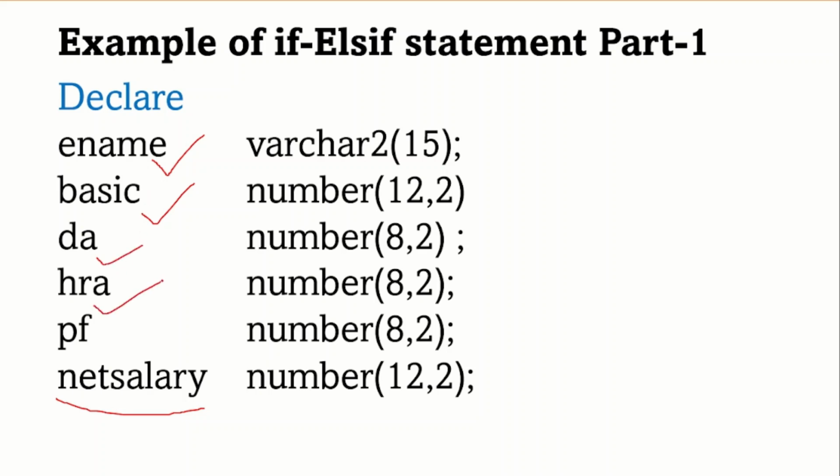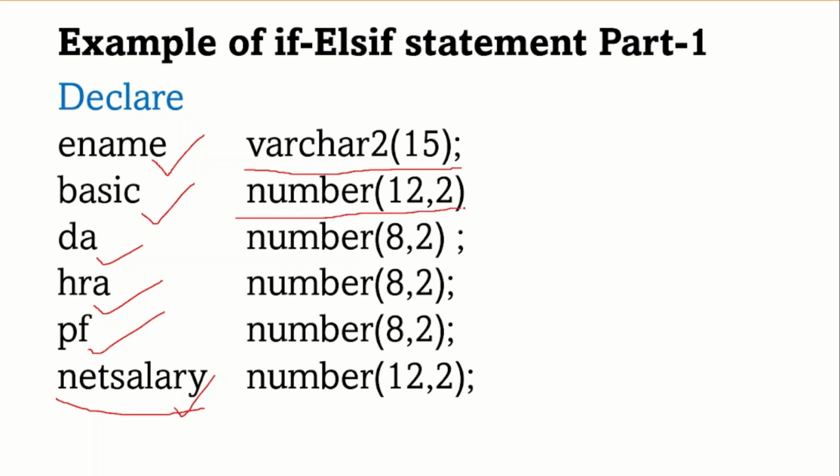DA will be calculated on the basis of basic salary. HRA will be calculated on the basis of basic salary. PF will also be calculated, and finally we'll calculate net salary. And this is very simple. These are the data type and size of the variables.